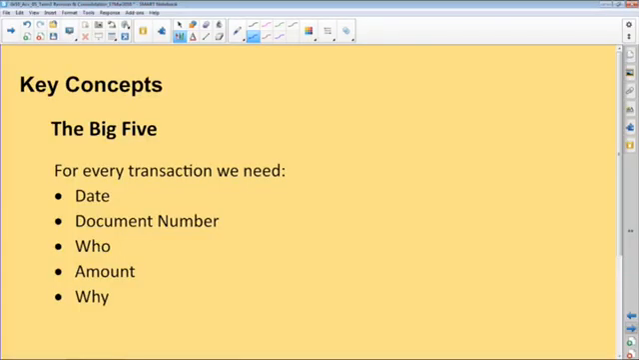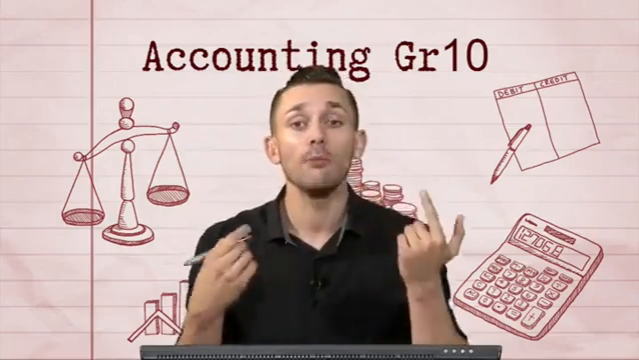But let's quickly look at every transaction. Every transaction will have the big 5. And what do I refer to here? I will say every transaction will always have a day that it took place on. We'll have a document number. We'll have a who we paid, who paid us, who bought from us on credit, who returned goods to the business. And everything in accounting will have a certain value. So that will be number 4, your amount.